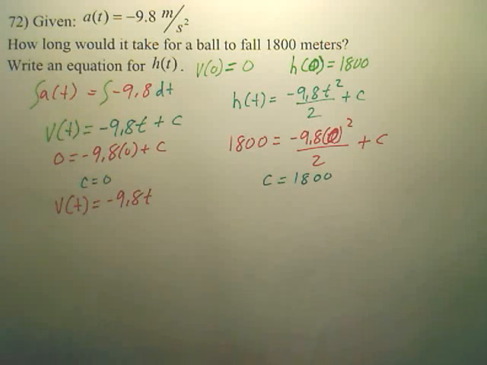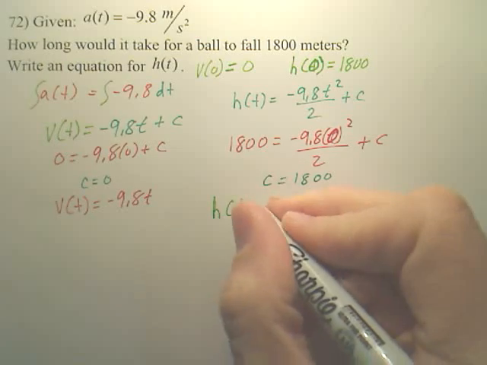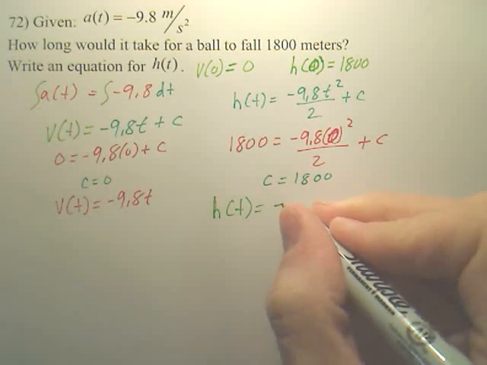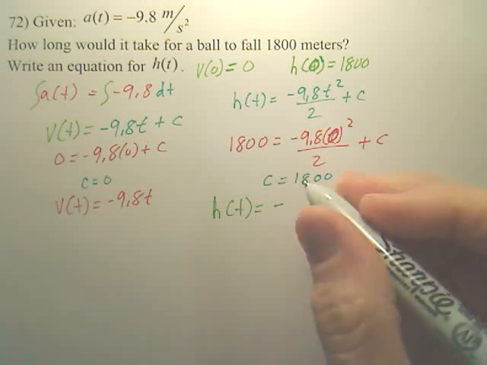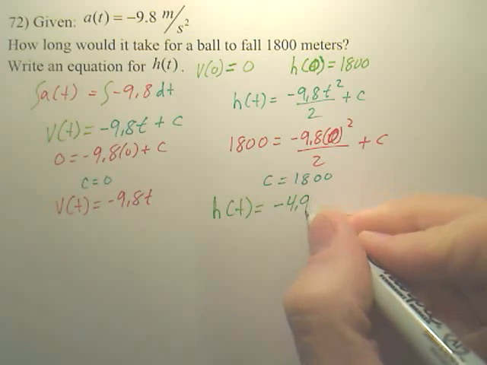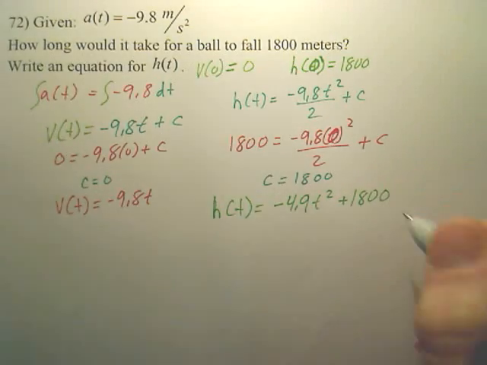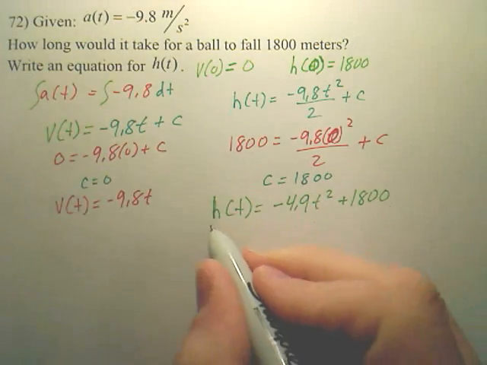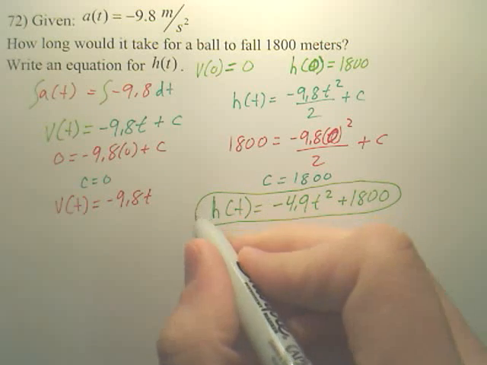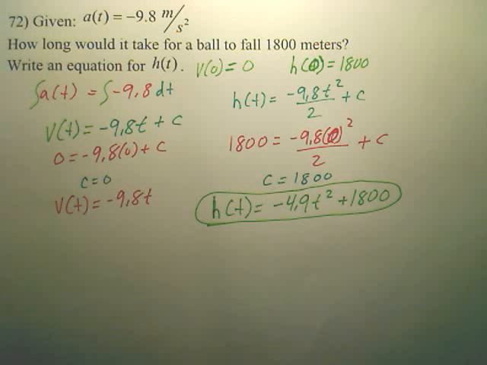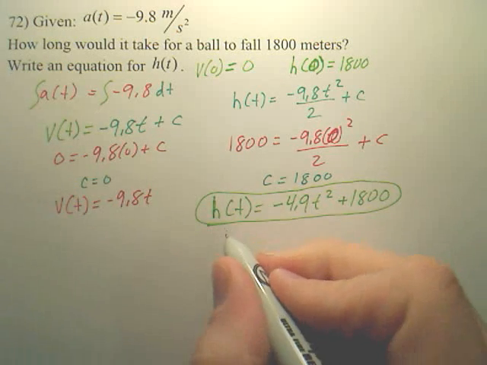So my equation, h of t is equal to negative, what's 9.8 divided by 2? Well, it's negative 4.9 t squared plus 1,800. That's the one piece we're asking for. So that's the first piece they're asking for. What's h of t for this particular problem? That's h of t. Now, how do you find out how long it takes for the ball to hit the ground? Well, what's the height when the ball hits the ground? Isn't the height 0?